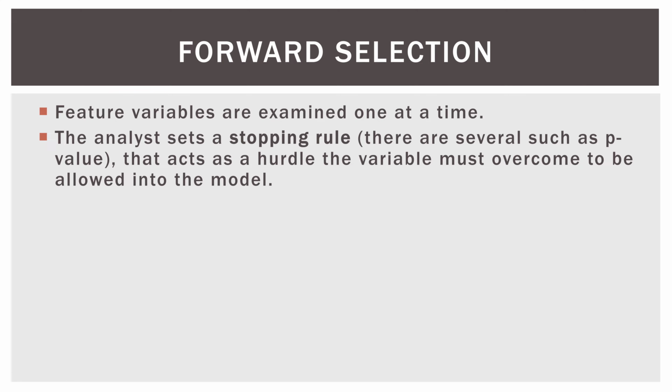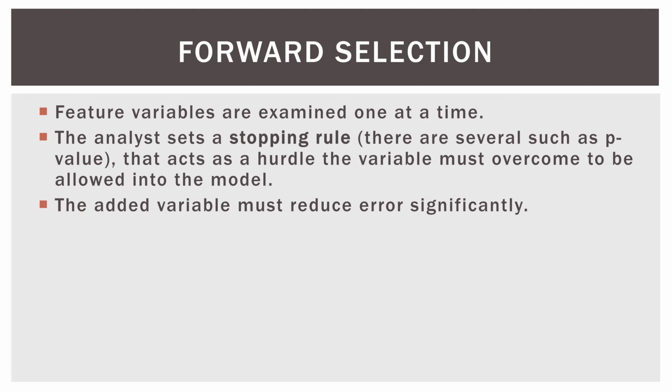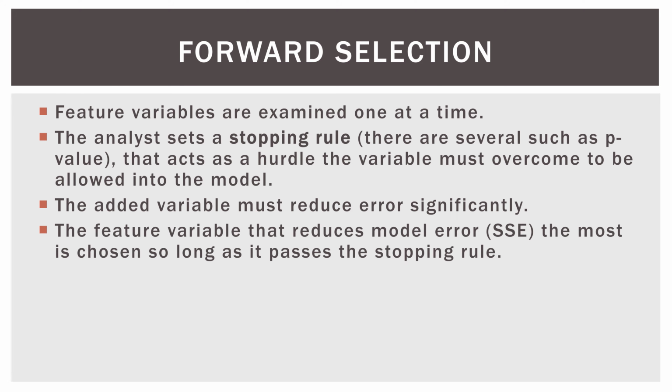You, the analyst, will set a stopping rule. There are several stopping rules. One is p-value, and there are others, but we're going to use p-value for now. It's easier to understand. And it acts as a hurdle, or like a gate, the variable must overcome to be allowed into the model. The added variable must reduce error significantly, and I do mean that statistically, so it must be statistically significant. The feature variable that reduces model error, what we call SSE, the most, is chosen to go into the model so long as it passes the stopping rule.